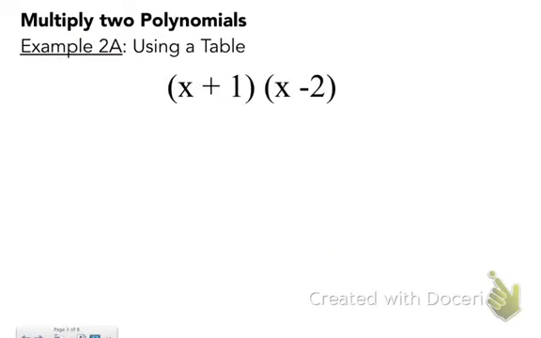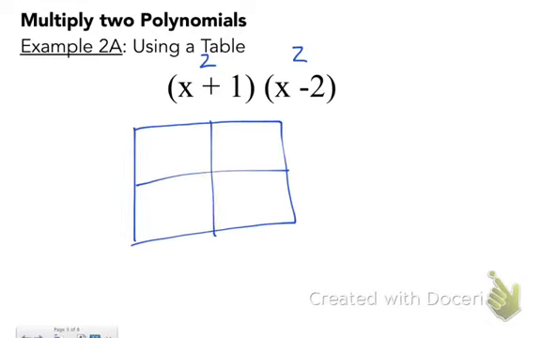For this example, I'm going to show you two different ways to do it. So for multiplying two polynomials together, the one thing that gets tricky is that we have to remember to get every possible combination. So to do that, you can either use a table or use the FOIL method. So first, let's use a table. So I have two terms here and two here, so I'm going to need 2 by 2 in my table. Okay, so I have the x, the 1x, and then positive 1. And then up here I have another 1x and a negative 2.